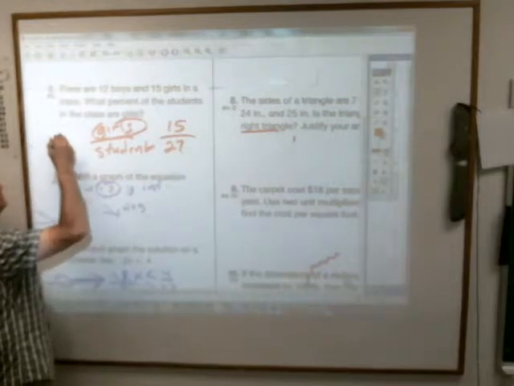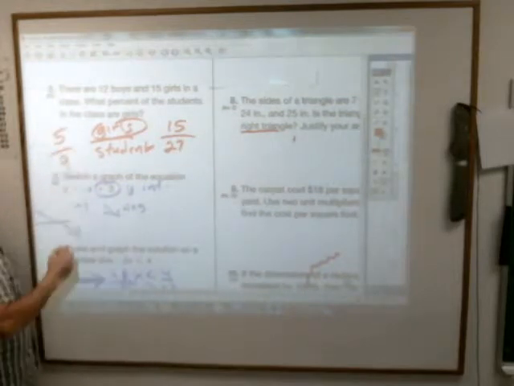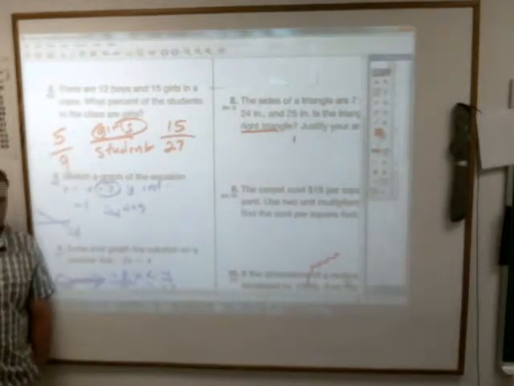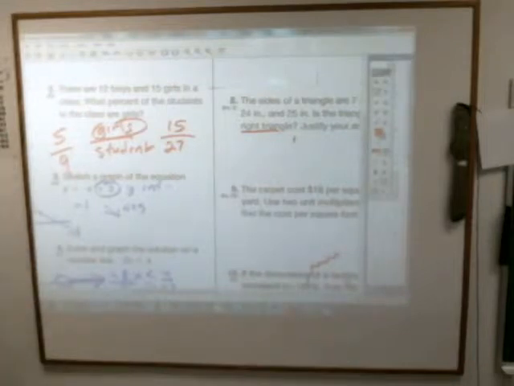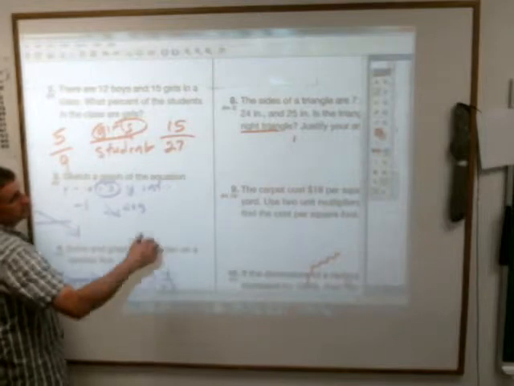5 over 9. And then 5/9 sticks in my head because it's on your little reference sheet, is it not? 55. You're allowed to use that on your test. What percent is 5/9? 55.